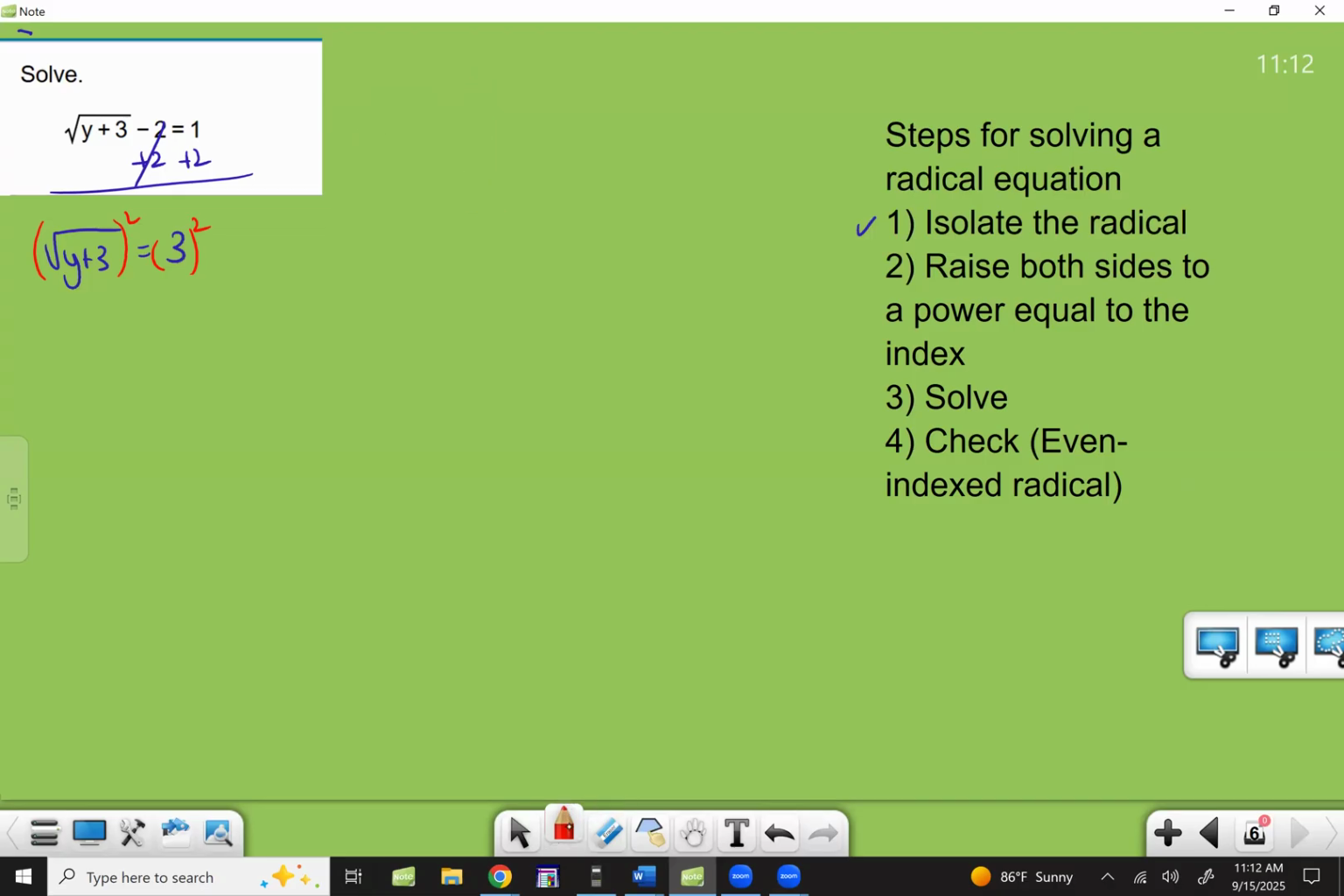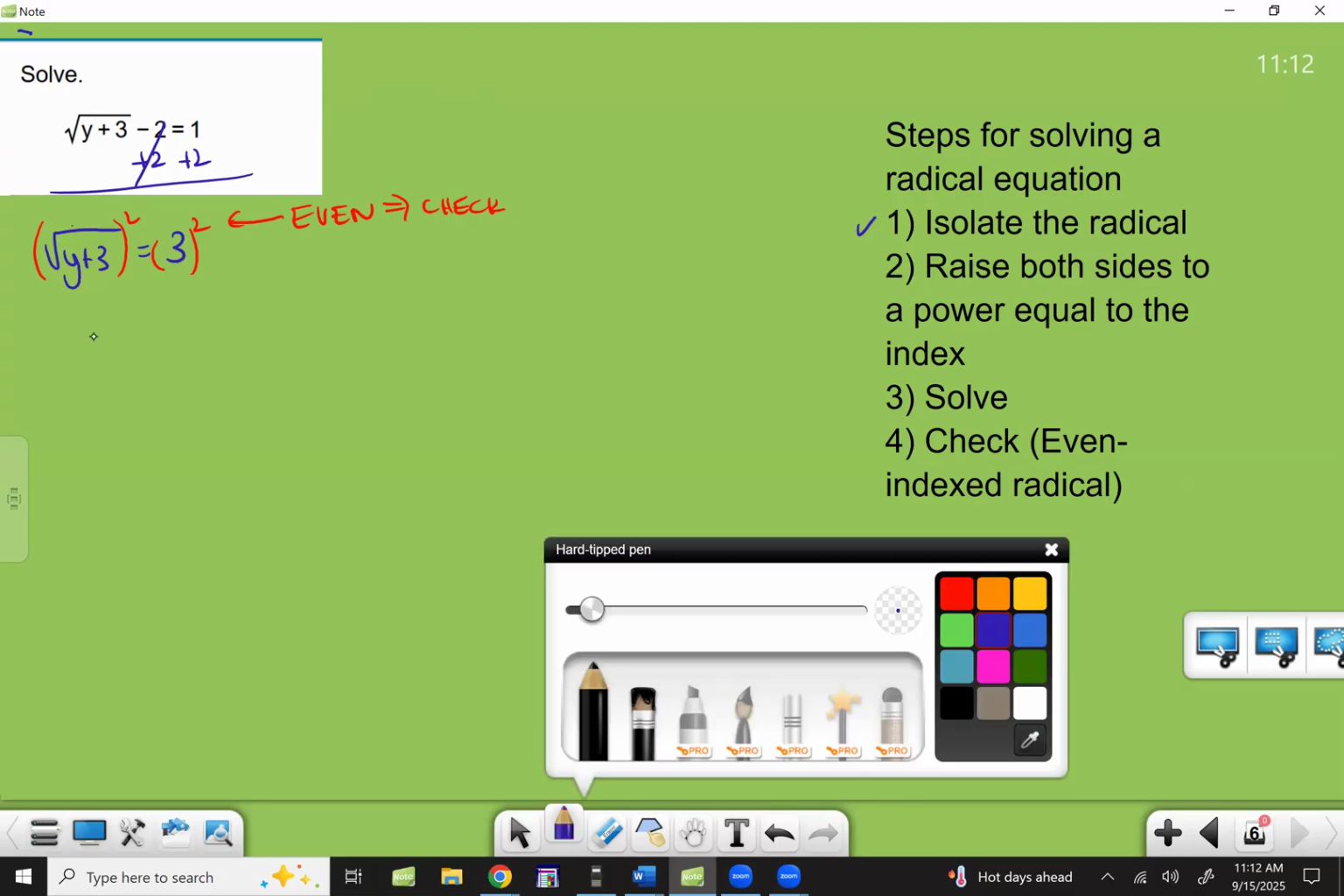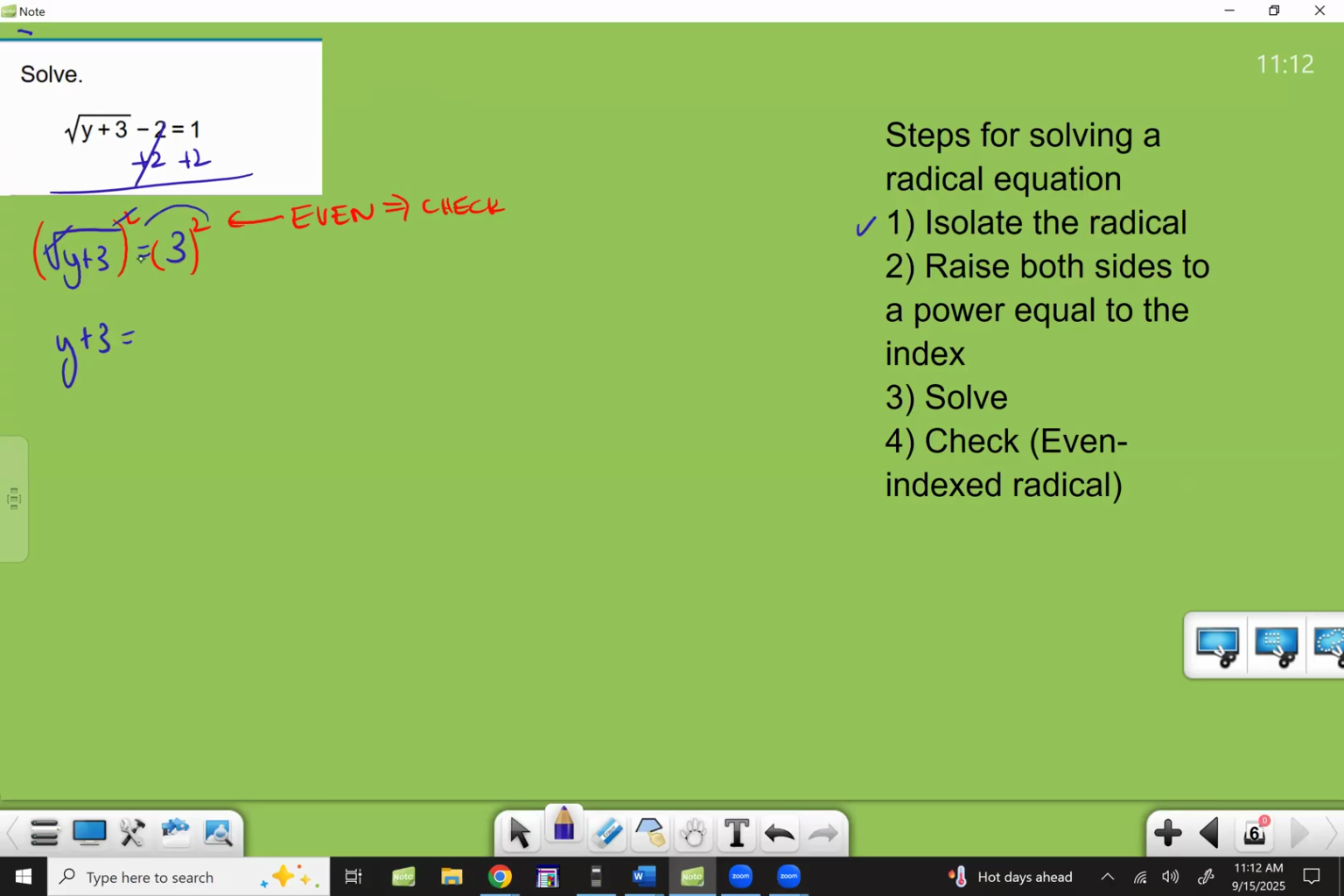Now, I do want to make a comment here. This is even, so we do have to check. Don't forget it. They love to put these in here so that you miss it, okay? All right, so the square root and the squared cancel each other out, so we just have y plus 3. And then 3 squared, 3 times 3, that's 9. Easy solving from here. Take away 3 and we got it. Yeah. Maybe, right? You have to remember to check.